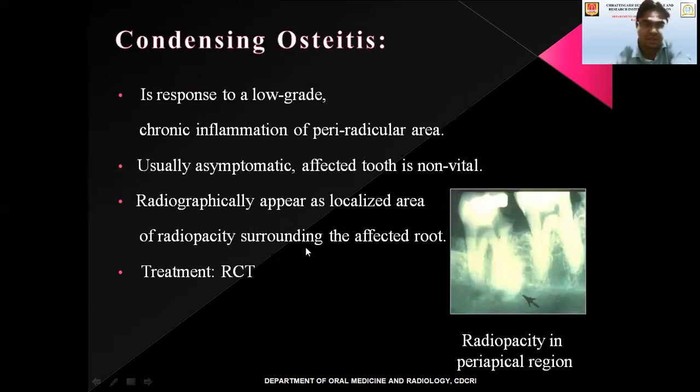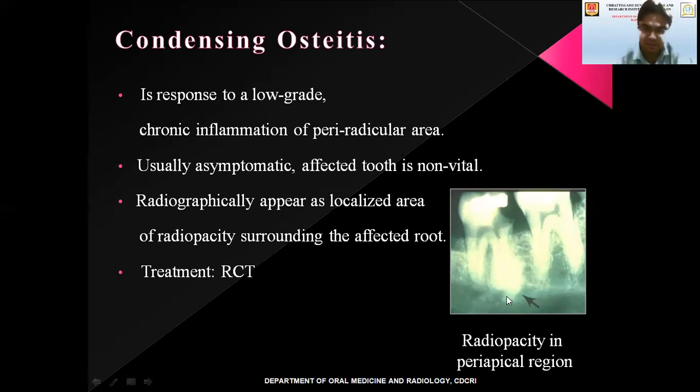The next lesion is condensing osteitis. It is a response to a low-grade chronic inflammation of periradicular area. It is usually asymptomatic. Affected tooth is non-vital. Radiographically, it appears as a localized area of radiopacity surrounding the affected root.